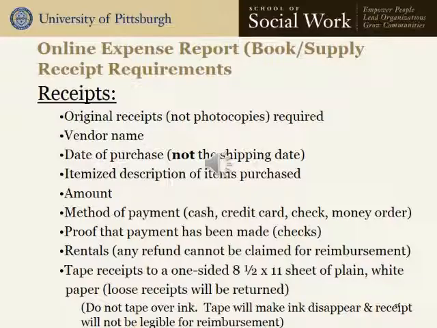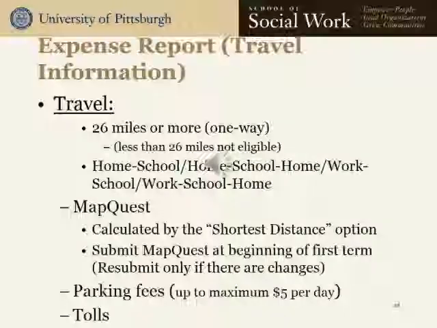Travel information. To be eligible for travel reimbursement, you must travel at least 26 miles one way. It must be at least 26 miles from home to school or work to school. If eligible, you must submit a MapQuest printout calculated by the shortest distance option. Please click on the circle that indicates shortest distance when you're in MapQuest.